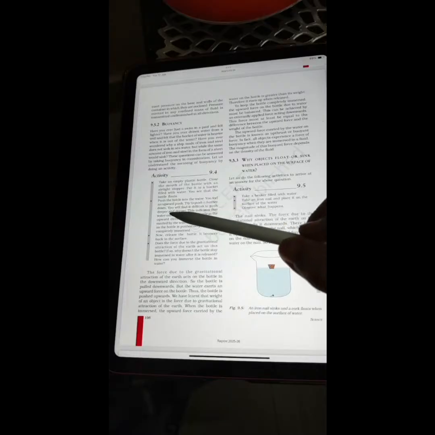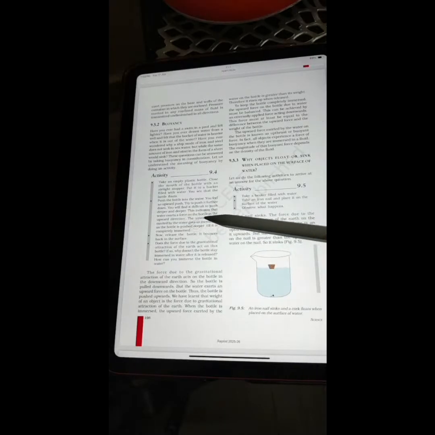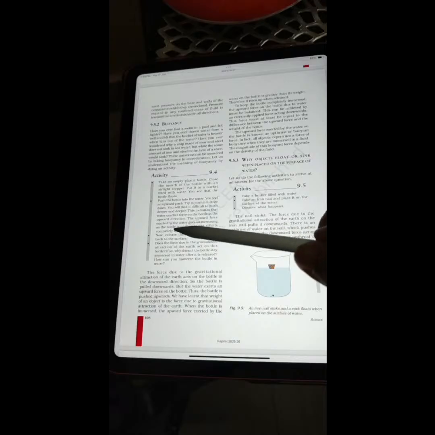Try to push it further down. You will find it difficult to push deeper and deeper. This indicates that water exerts a force on the bottle in the upward direction. The upward force exerted by the water goes on increasing as the bottle is pushed deeper, till it is completely immersed. Now release the bottle, it bounces back to the surface.